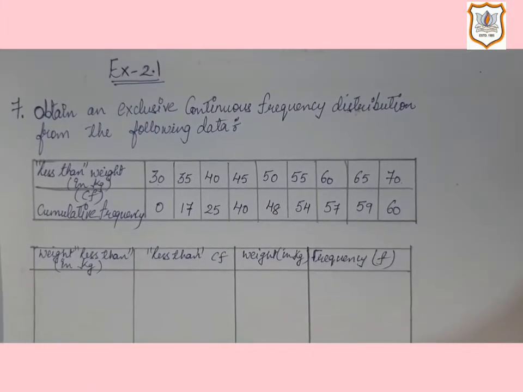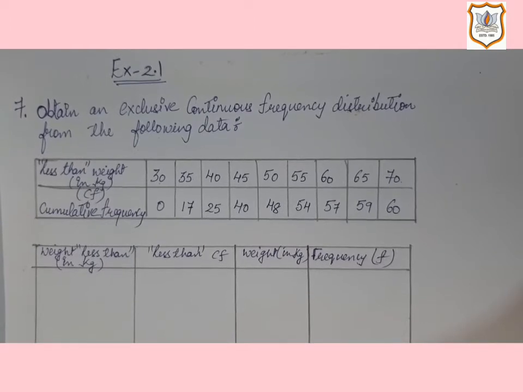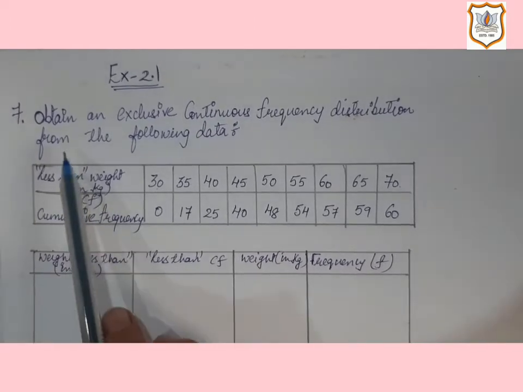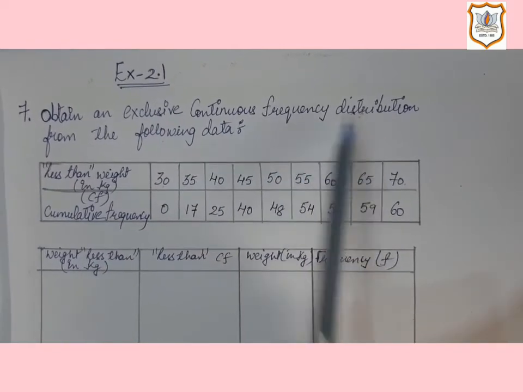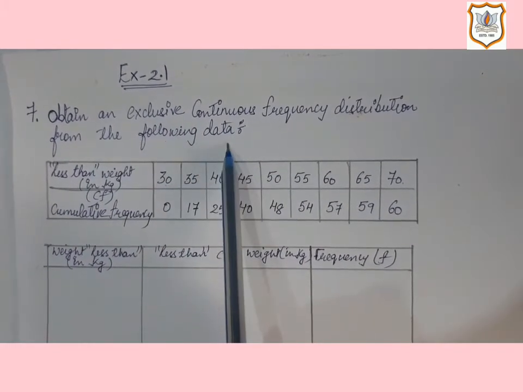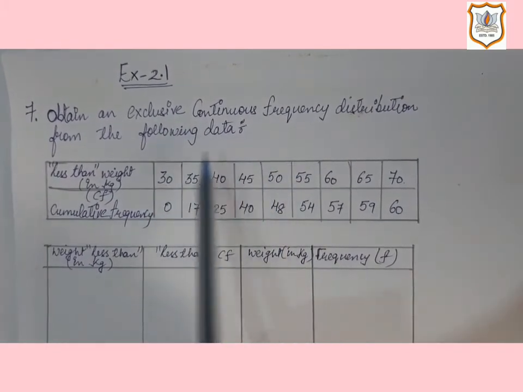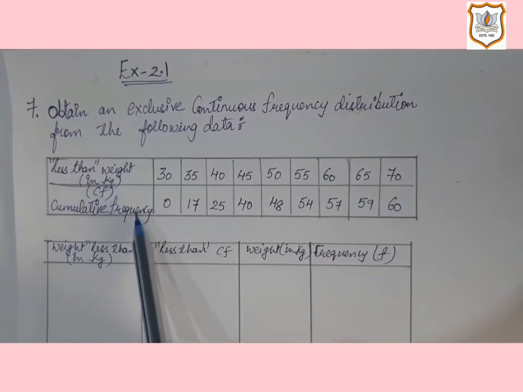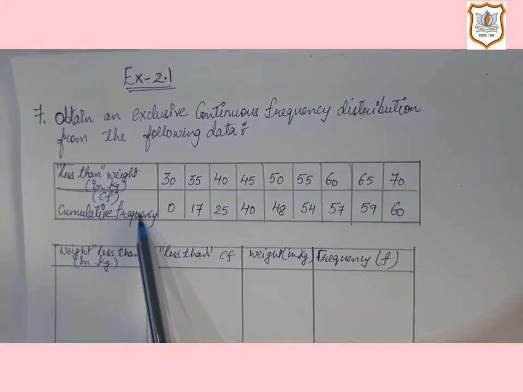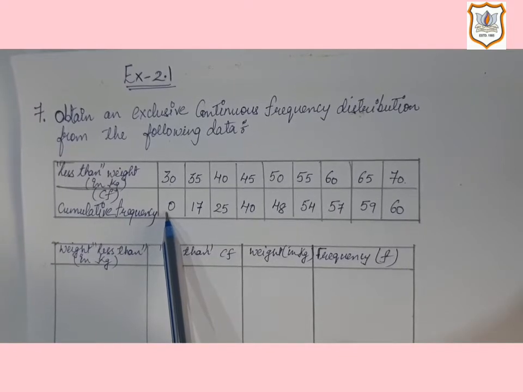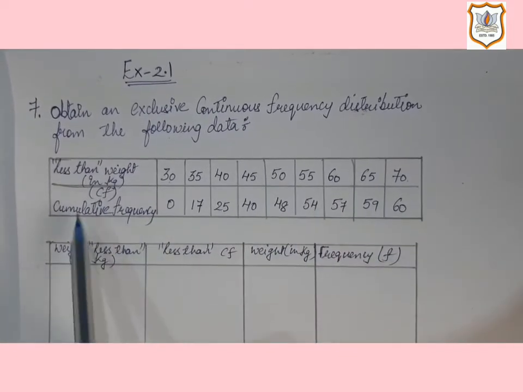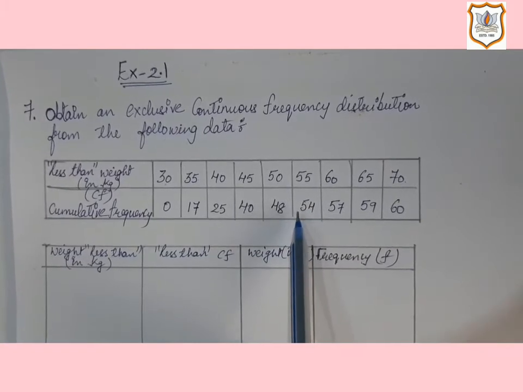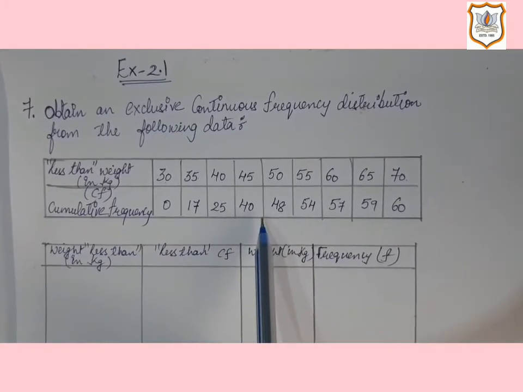And now let's continue with sum number 7. Let's read the question. Obtain an exclusive continuous frequency distribution from the following data. Here in the question you can see less than weight is given and cumulative frequency is given. Here the cumulative frequency starts with the smaller number and ends with the greater number. Such type of cumulative frequency is less than cumulative frequency.